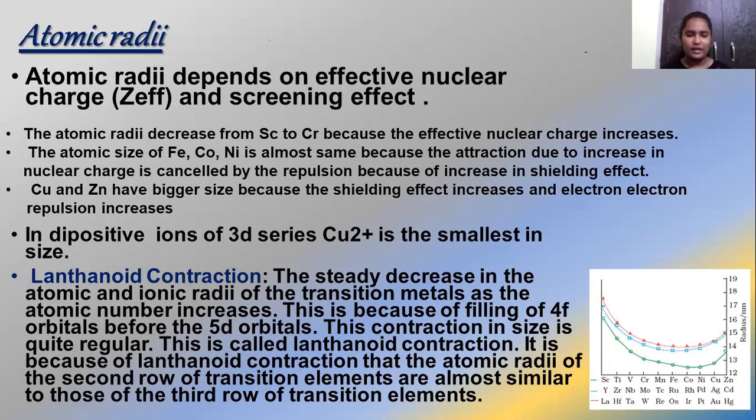Lanthanoid contraction. The steady decrease in the atomic and ionic radii of the transition metals as the atomic number increases. This is because of filling of 4f orbitals before the 5d orbitals. This contraction in size is quite regular. This is called lanthanoid contraction. It is because of lanthanoid contraction that the atomic radii of the second row of transitional elements are almost similar to those of the third row of transition elements, as we can see in the figure.